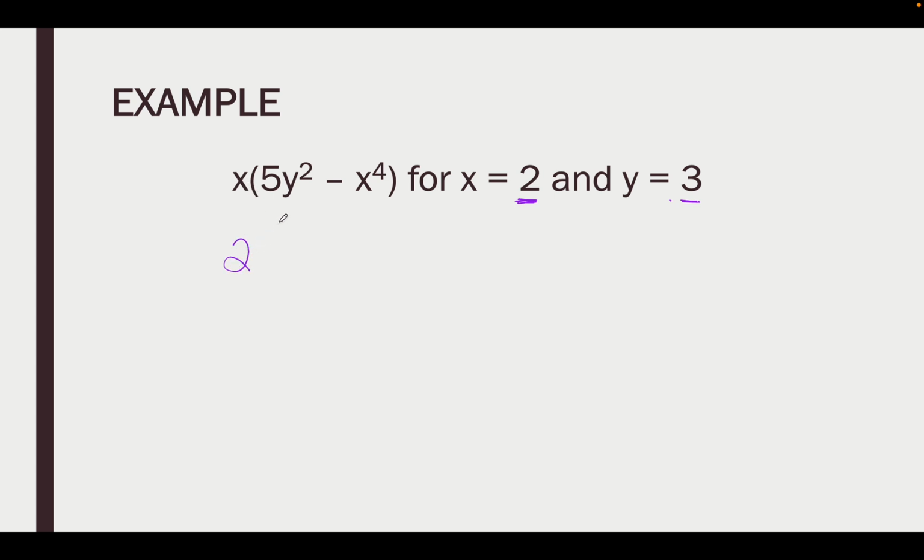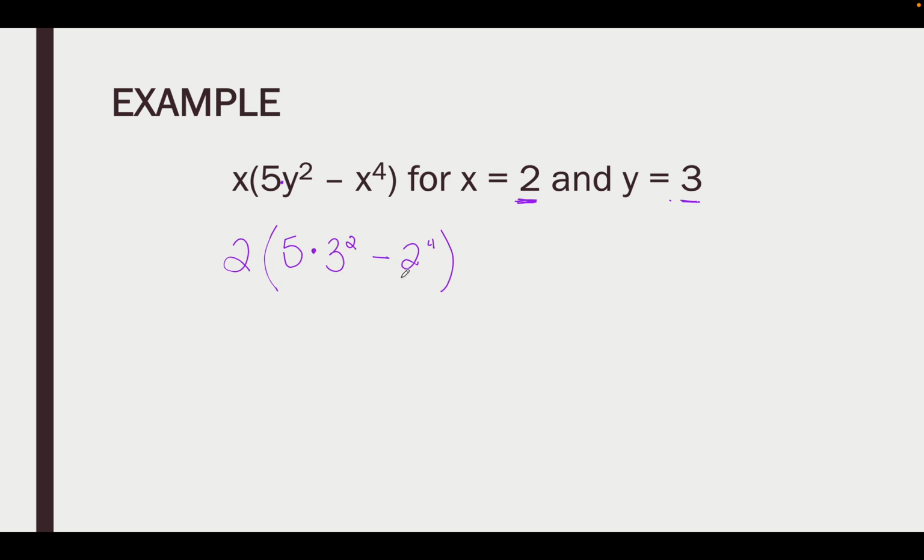Instead of x, we're going to put a 2 there. We're going to bring down the 5 because that was there. Now this is 5 times y to the second power. So that's 5 times 3 to the second power minus x, which is 2 to the fourth power. So we need to be very careful. We need to remember that when we see a number next to a letter with nothing in between, that is multiplication.